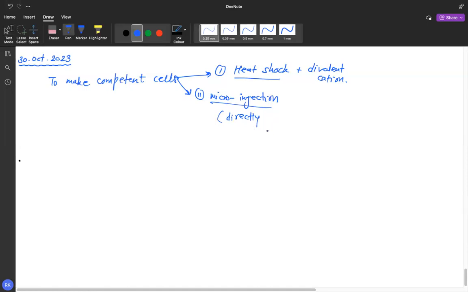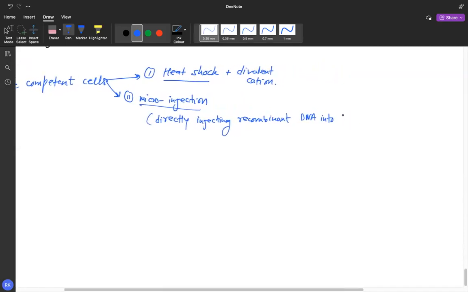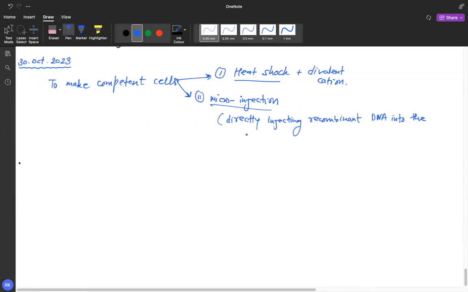So the job is done. Remember that animal cells are eukaryotic cells, so they have a cell membrane and also a nuclear membrane. So this is directly injecting recombinant DNA into the nucleus of the animal cell.